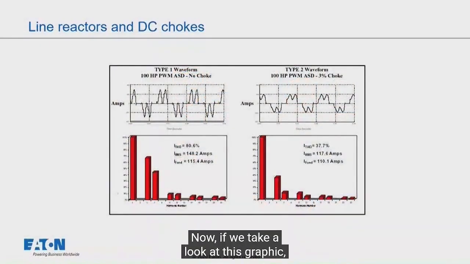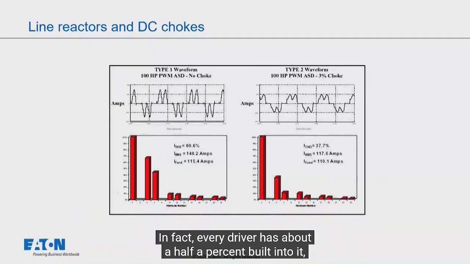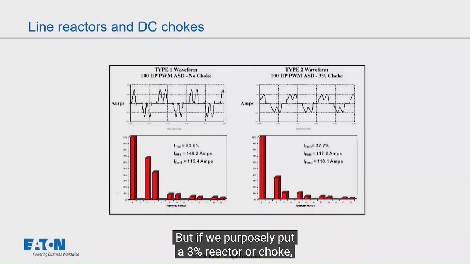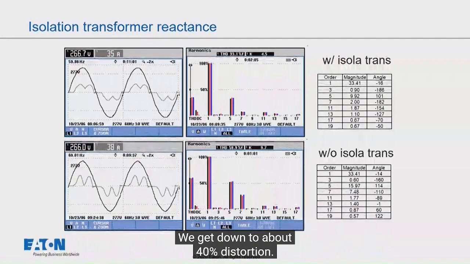Now, if we take a look at this graphic, it shows about 80% distortion for a drive that has no line reactor in front of it. In fact, every drive has about 0.5% built into it inherently in the conductors. But if we purposely put a 3% reactor or choke, we get a reduction of about half. We get down to about 40% distortion.